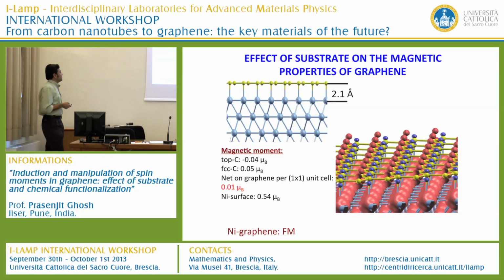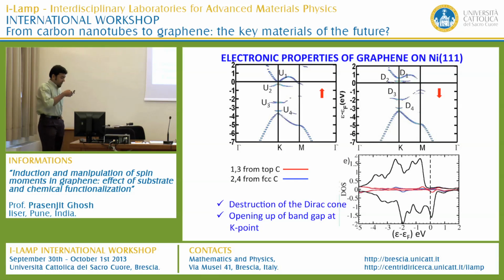In the absence of graphene, the surface nickel atom has about 0.67 Bohr magneton magnetic moment. And if one takes the average magnetic moment of the graphene sheet, it's aligned ferromagnetically, or parallel, with respect to the nickel. So in order to understand the origin of the magnetic moment, we looked into the band structure. Here I have shown the contributions to the electronic states coming from the different carbon atoms in the graphene sheet. 1 and 3 denote the contributions coming from the top carbon atom, while 2 and 4 denote the contribution coming from the FCC carbon atoms.